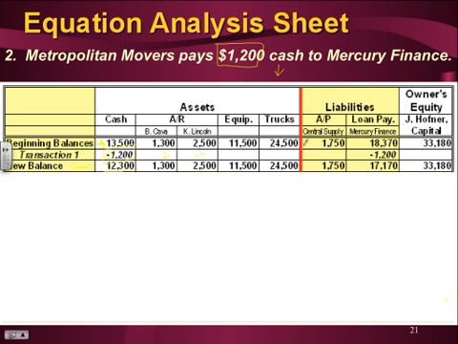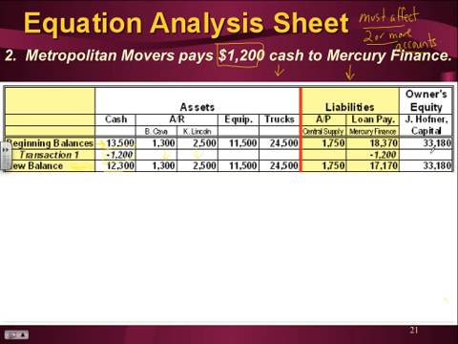But the other thing that was affected was Mercury Finance. We no longer owe Mercury Finance, so our loan also goes down by the same amount. Remember, every single transaction must affect, I'm going to write this down, you should write this down too, must affect 2 or more accounts. Always. This is called double entry accounting.